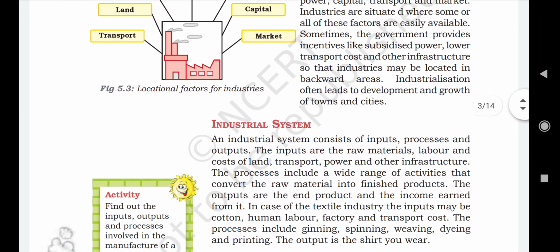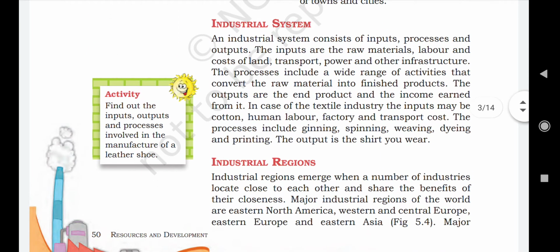Now let's discuss the industrial system. An industrial system consists of inputs, processes and outputs. In inputs, we can include raw materials, labor, cost of land, transport, power and other infrastructure. In the process, we include a wide range of activities, that is, machinery that converts raw material into finished products, and the outputs means the dispatch.